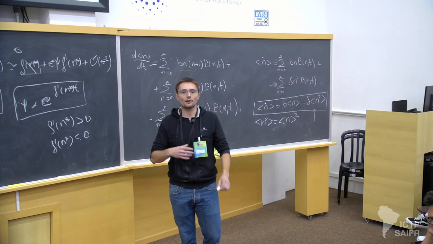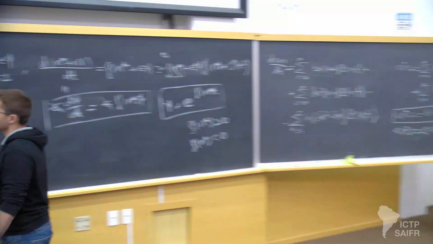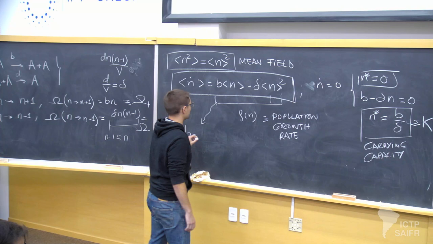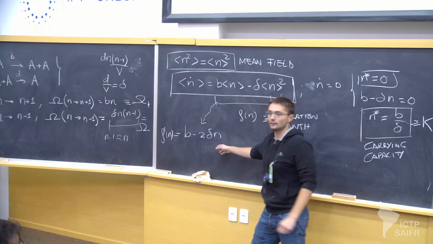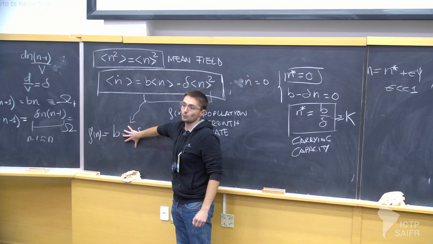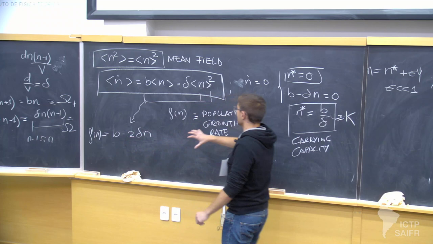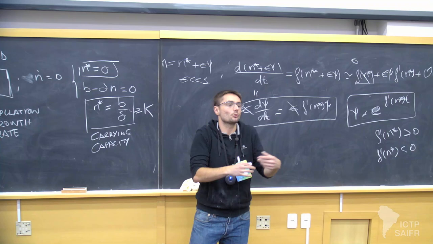For the case of our problem, the derivative of f of n is b minus 2 times delta n. So if we put here n equal to 0, this is positive because b is positive. We assume that the growth rate is positive. So n equal to 0 is unstable. Okay. Whenever I have no cells, if I put 2 or 3, they will grow, which in principle makes sense.